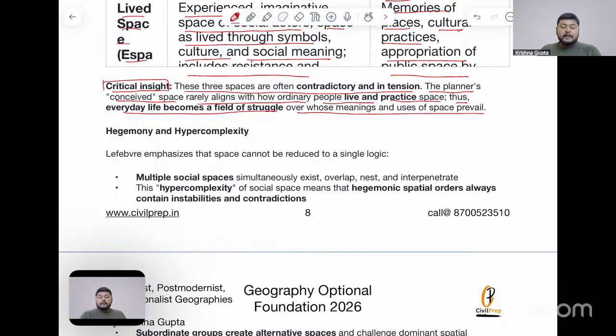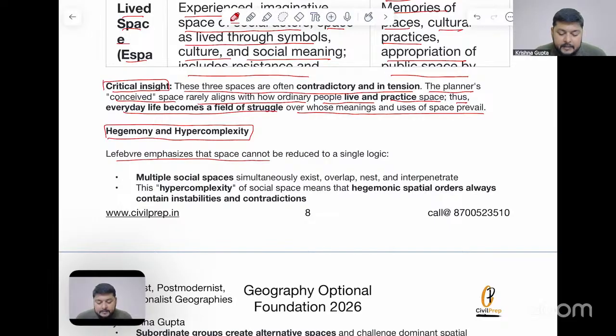So this is something like, I can have a certain vision with respect to a space, and another person can have a different vision of that space. So this results in a conflict between my perception and the other person's perception, resulting in a daily struggle over that space. Now, hegemony and hypercomplexity.